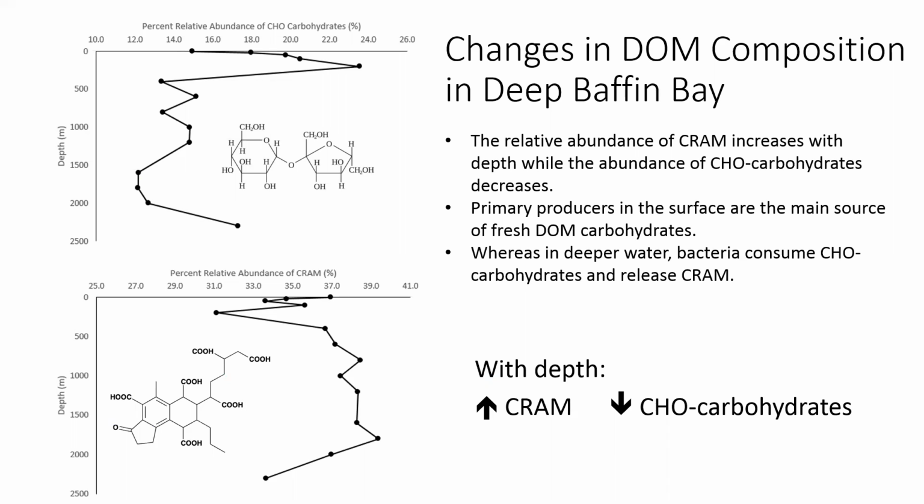This is likely because in the surface water, there is an abundance of primary producers that produce CHO carbohydrates, whereas in the deep water, there are very few primary producers, but heterotrophic bacteria have had more time to consume these bioavailable carbohydrates and release CRAM as a degradation product, thus explaining the reduction in CHO carbohydrates and the increase in CRAM at depth.